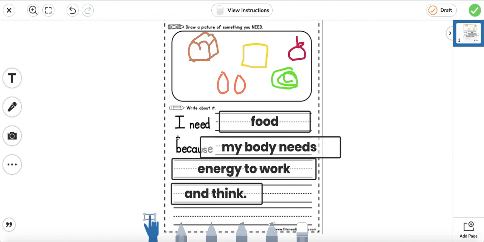I can also say I need food because my body uses food to make energy to work and think. And there's different ways of saying it, or you can also say other things. We need food to grow. We need food for nutrients to stay healthy.